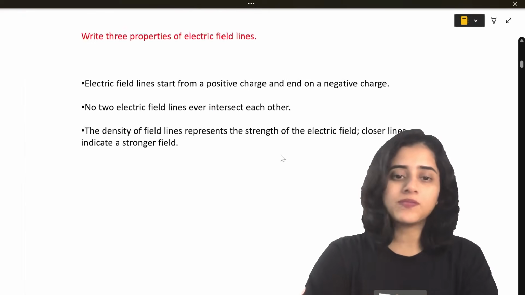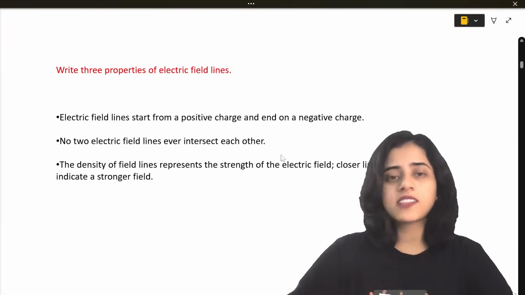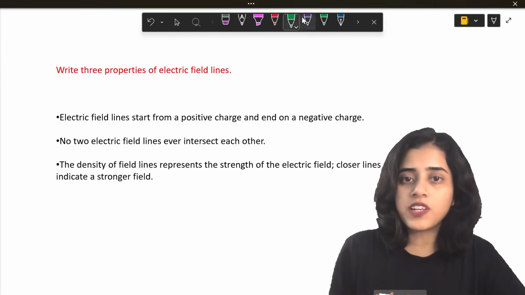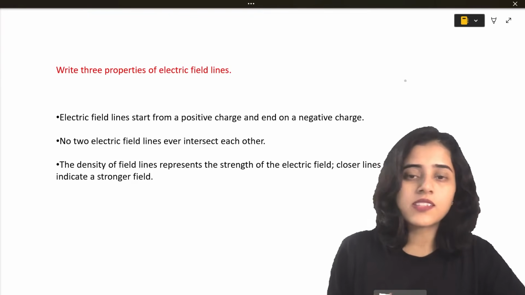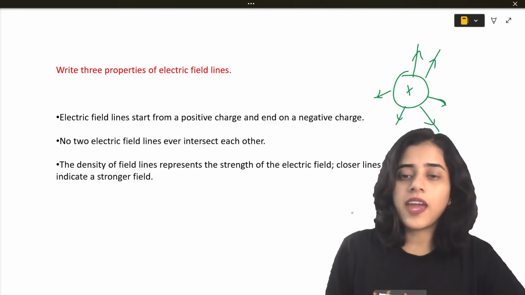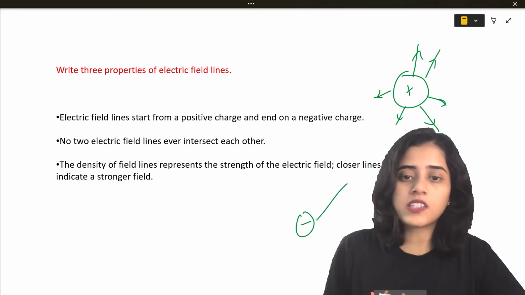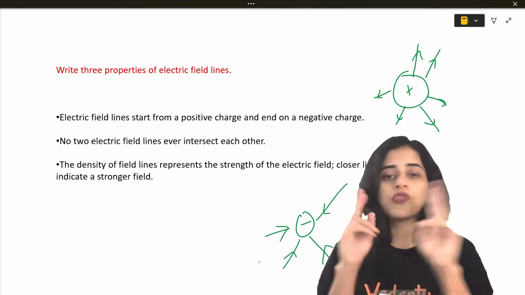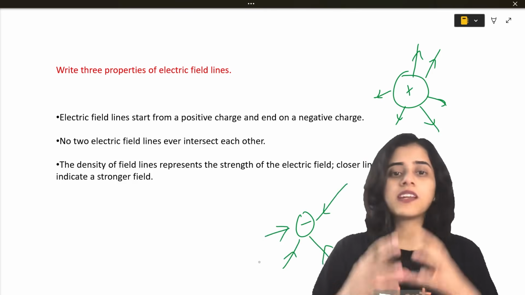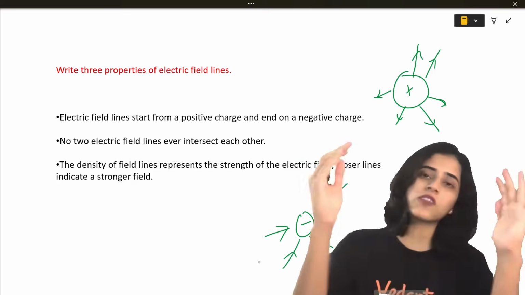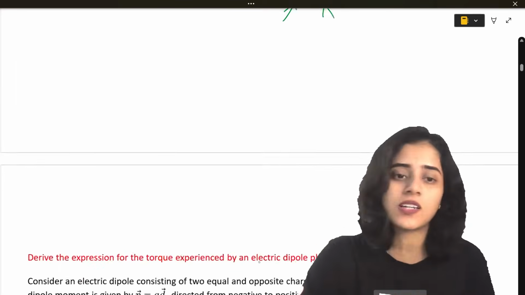So question number 1 from the first chapter. Write 3 properties of electric field lines. So what are the different properties of electric field lines? They always start from the positive and they end on the negative. So if there's a negative charge, the field lines go in. No field lines intersect each other. The closer the field lines are, the stronger the field. So as you move away from the charge, the field lines become weaker and weaker.